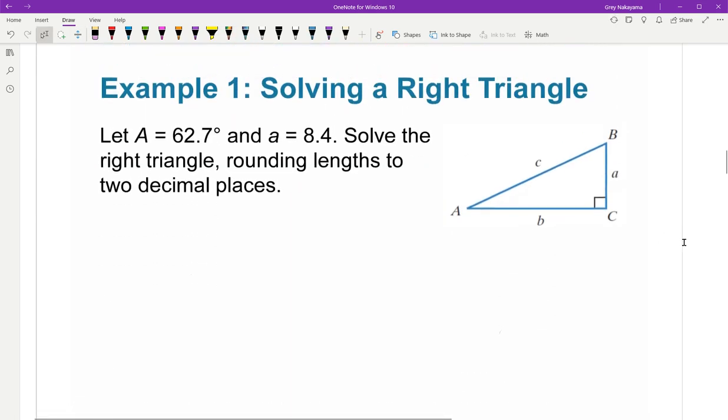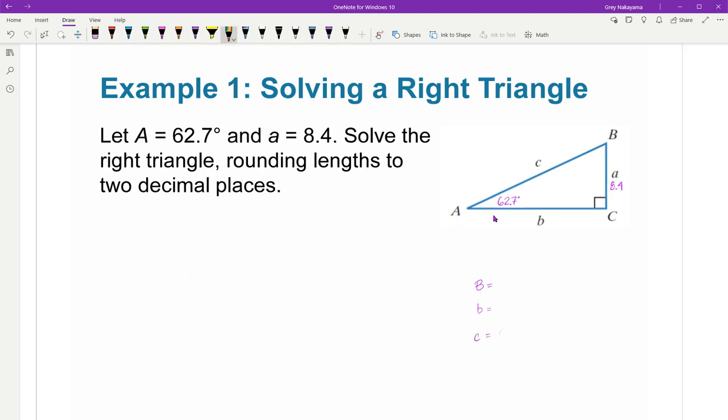So first and foremost, I have A, big A. Remember, capital letters represent angles. Small letters represent the sides opposite those angles. So angle A is 62.7 degrees. Little a, the side opposite, is 8.4. And they want us to solve this right triangle, rounding lengths to two decimal places. So first and foremost, I like to set up what I need to know. It'll tell you in MyLab Math. So we have to find angle B, we have to find little b, and we have to find little c.